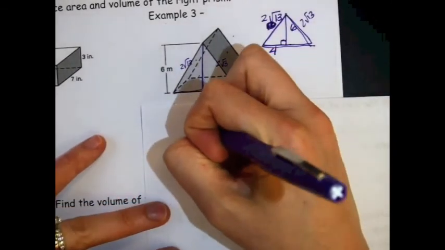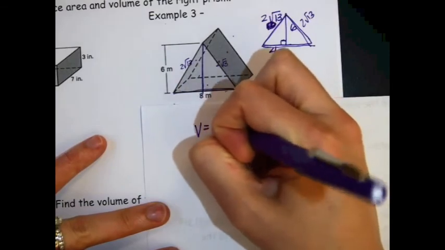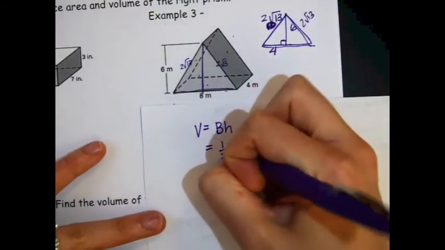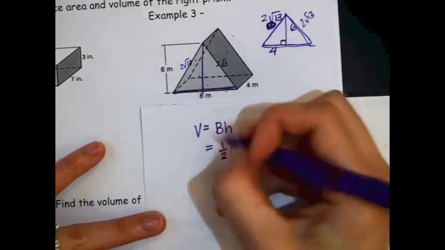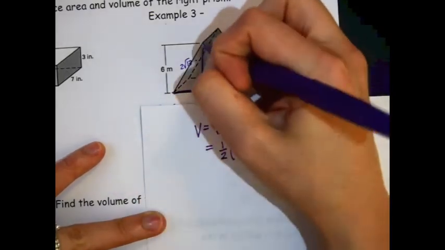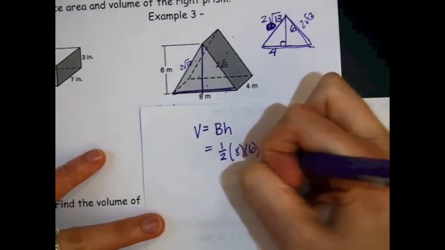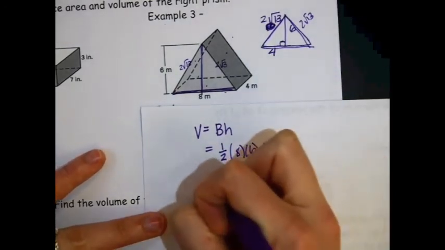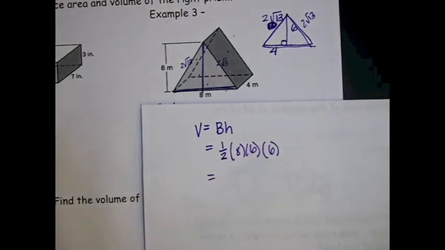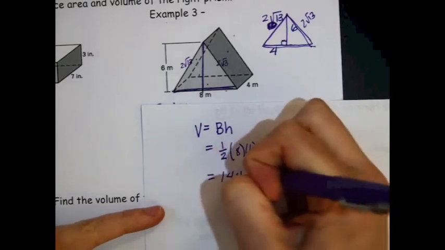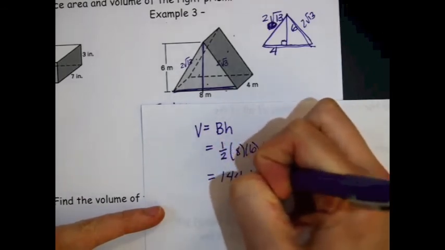Now to find the volume, I'm going to say my volume equals the area of my base times my height. So the area of my base is 1/2 base, which is 8, times height, which is 6, times my overall height, which is 6. So 1/2 times 8 times 6 times 6 will give me 144, and that'll be meters cubed.